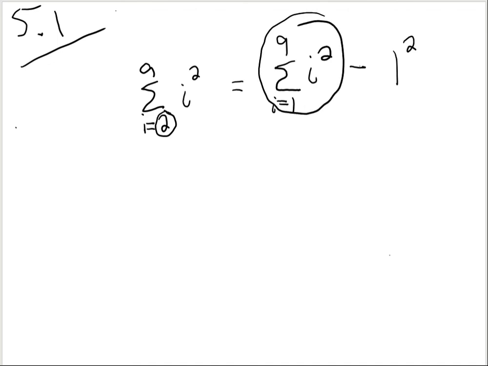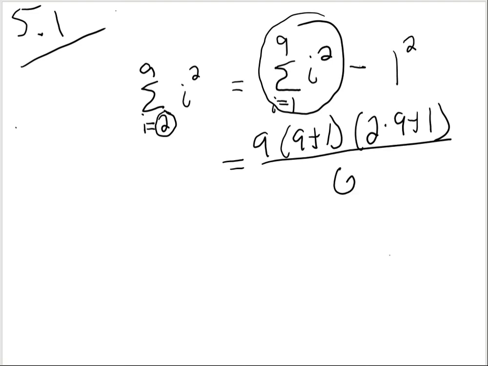And now this thing I can do as what the rule has. So that's 9 times (9 plus 1) times (2 times 9 plus 1) all over 6. And then you just have to subtract that 1 still. So 9 times 10 times 19 divided by 6, minus 1, gives me 284.